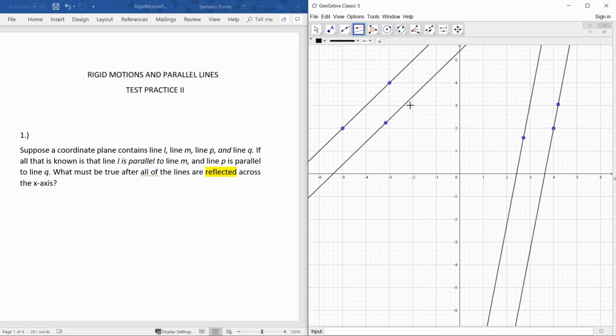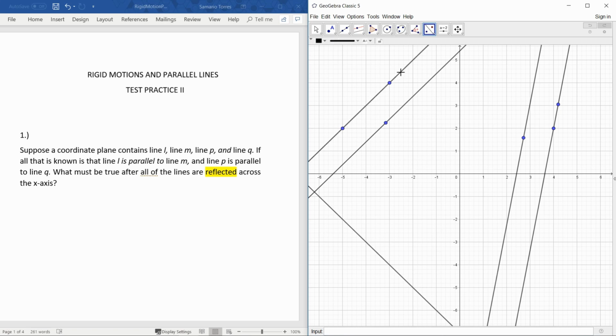line L and line M are parallel, and line P is parallel to line Q, so we have these two lines right here. What must be true after all of the lines are reflected across the x-axis? Well, let's see what happens when we reflect across the x-axis. We should have reflect around here somewhere. Here we go. Reflect about line. We'll take this line and we'll reflect it about the x-axis.